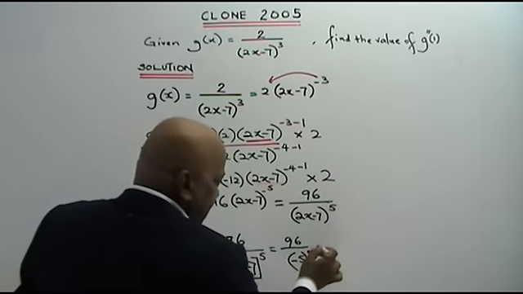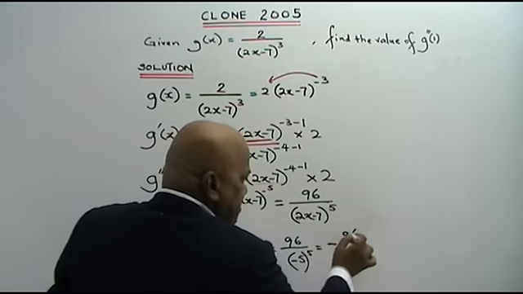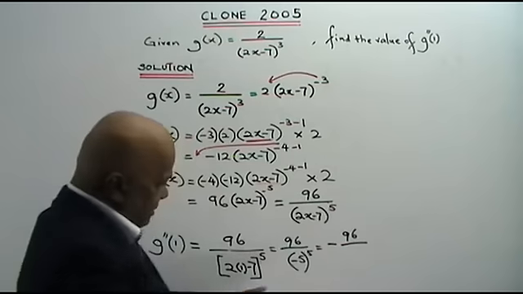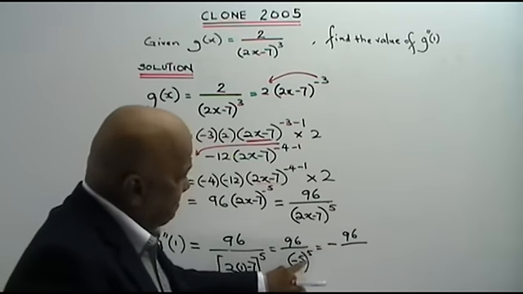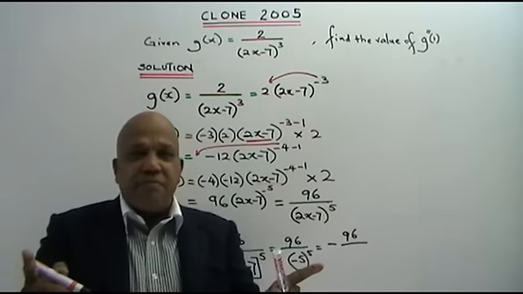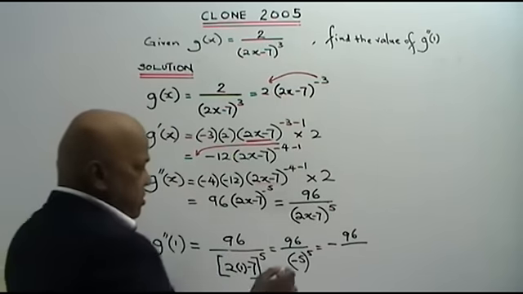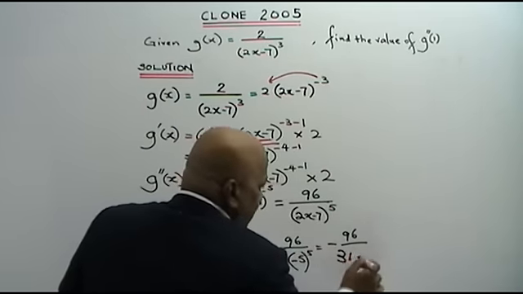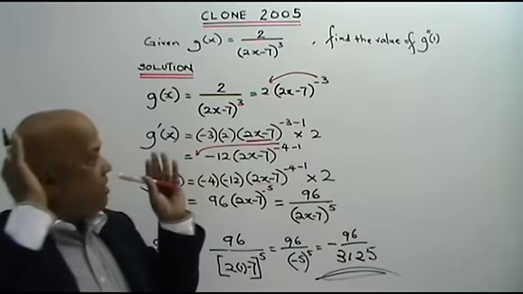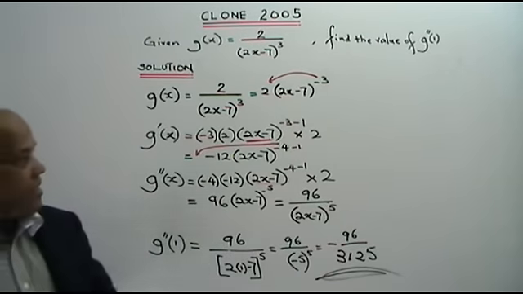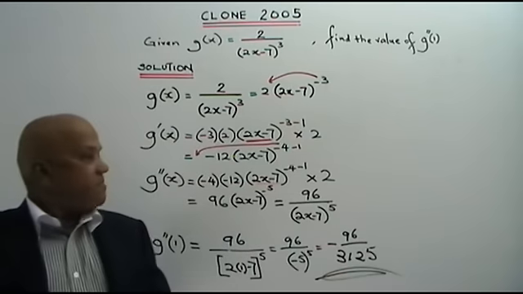Okay, so you get negative 96 over 3125. Why negative? Because a negative number with an odd power remains negative. When the power is odd, negative remains negative. So negative 96 over 3125. This is your answer. As simple as that.